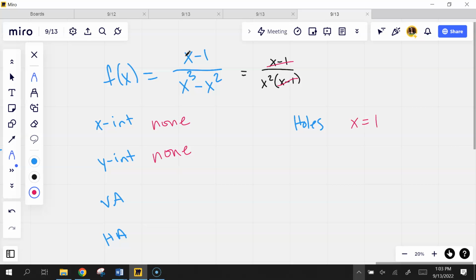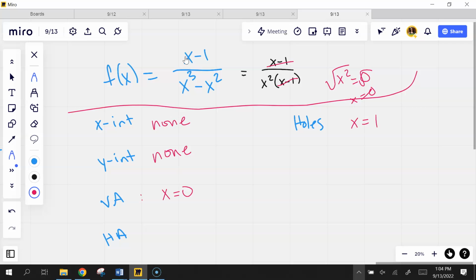How about vertical asymptote? No, that's horizontal. We're talking about vertical. All right, listen, vertical asymptote is where the bottom is 0, but factors don't cancel out. So where is x squared equal to 0? Well, square root is x equals 0. It canceled, that's a hole, so I can't count it twice.